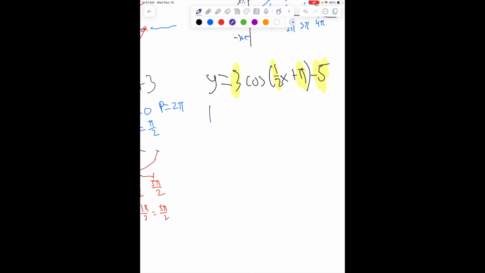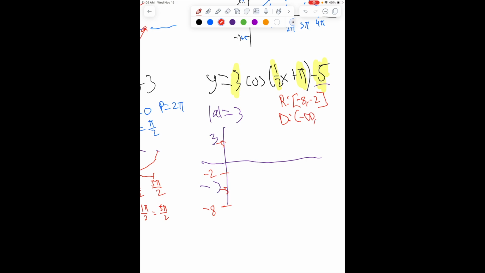So the first thing, again, I'm going to say my amplitude is 3. And I'm doing cosine, but I have to shift it down 5. So again, I should be at 3, -3 to get started. However, I need to subtract 5. So that's going to give me -2, -8. So my range goes from -8 to -2. And my domain, again, is going to continue on forever.